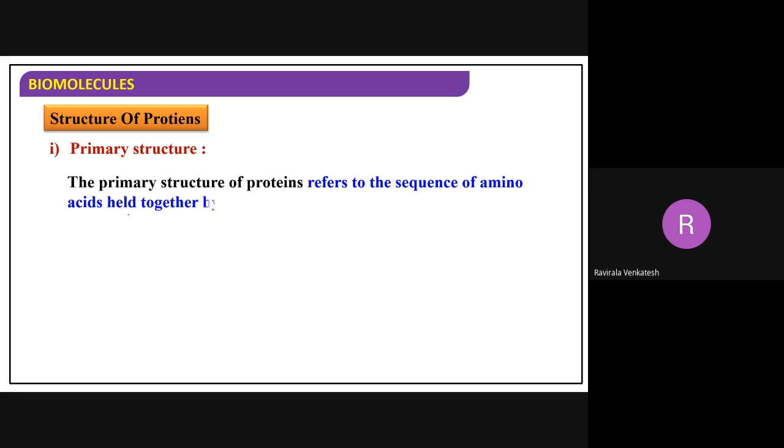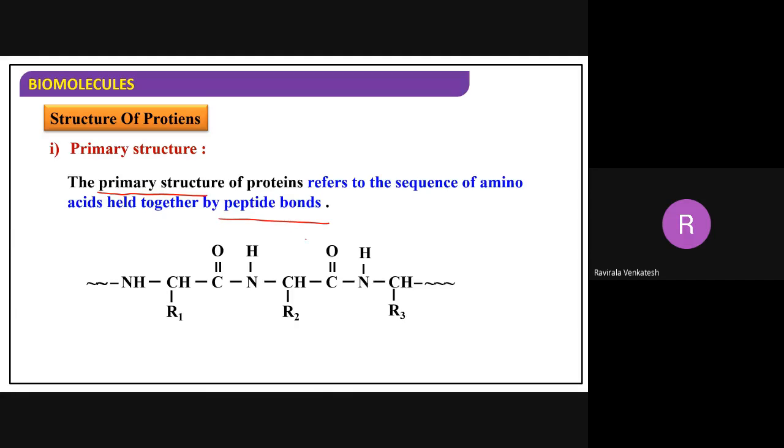Next, let me see the primary structure here. The first type, primary structure. The primary structure of proteins refers to the sequence of amino acids held together by peptide bonds. So, how do we get the primary structure, beta? Anybody? How do we get the primary structure? Because of the peptide bonds. One important thing is that you cannot change the primary structure of any protein.